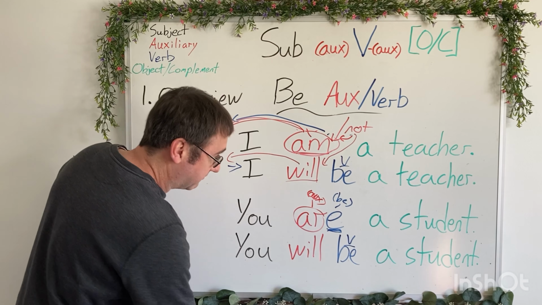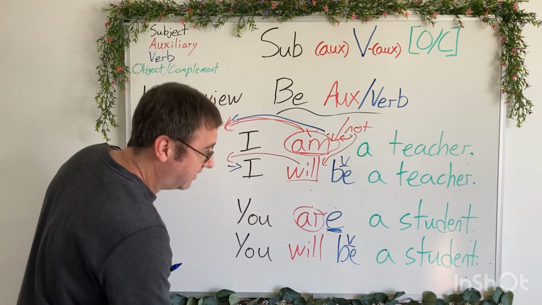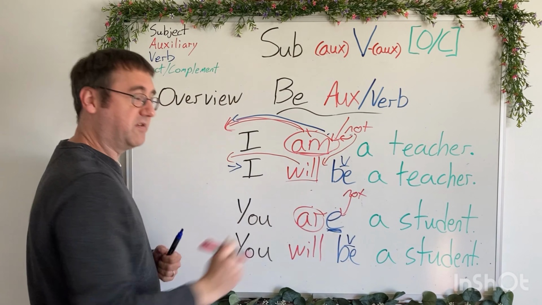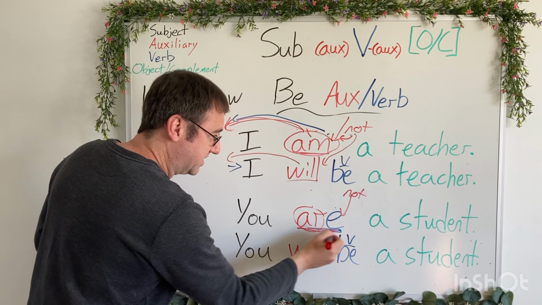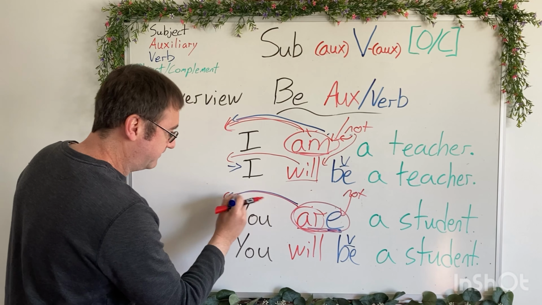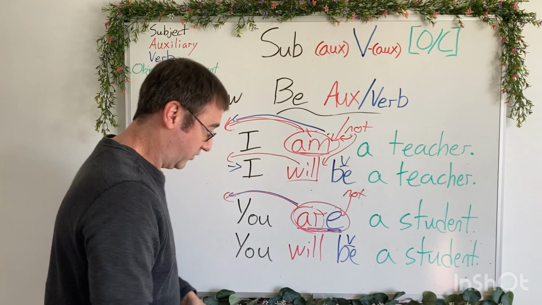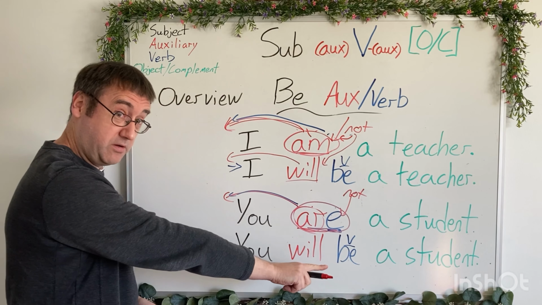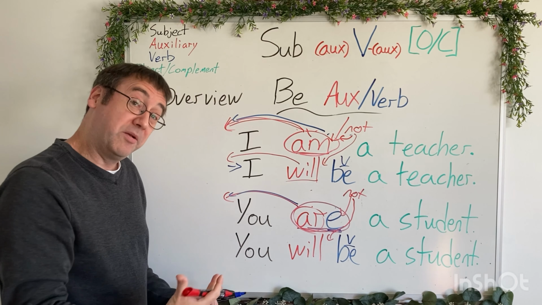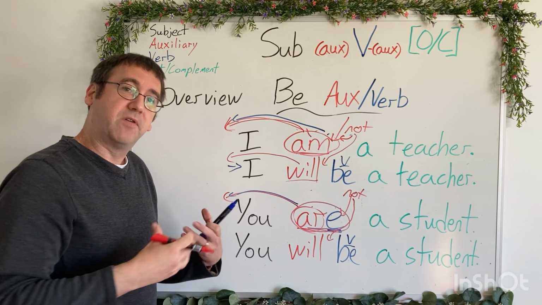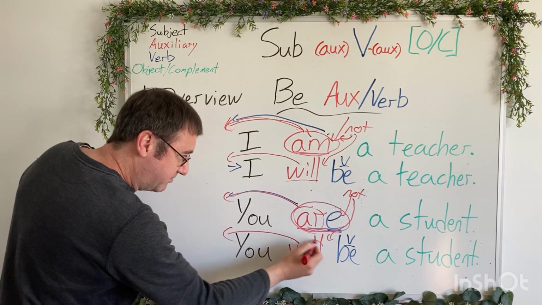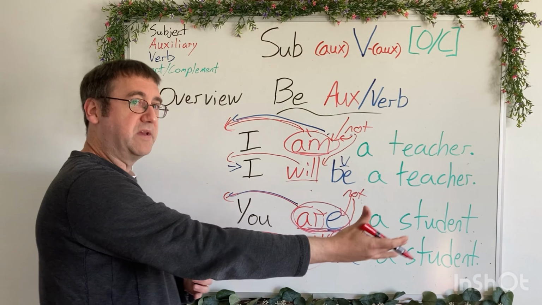Same thing down here, right? You are a student, the negative comes in, you are not a student, and then if we want to make the question, we have to move both of them together. Are you a student? Which is different from here. If we want to put the negative, it would come in down, you will not be a student, because the negative always connects to the auxiliary. And then if we wanted to make the question, we just move this piece. Will you be a student?